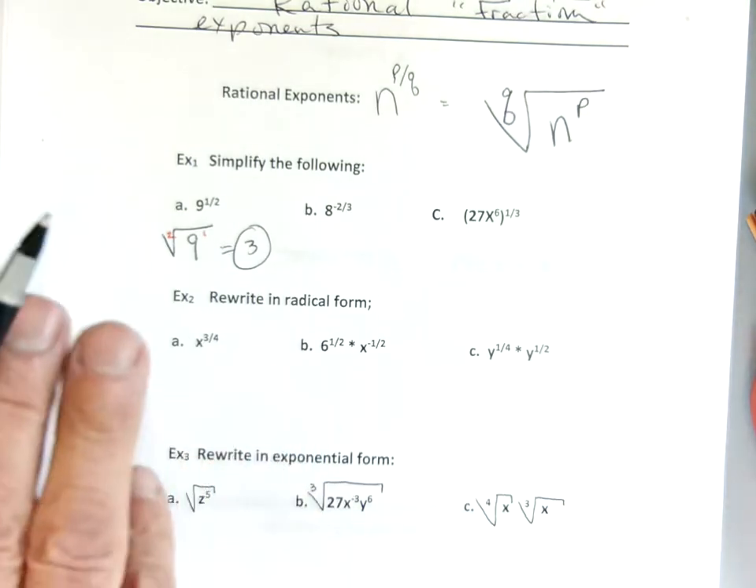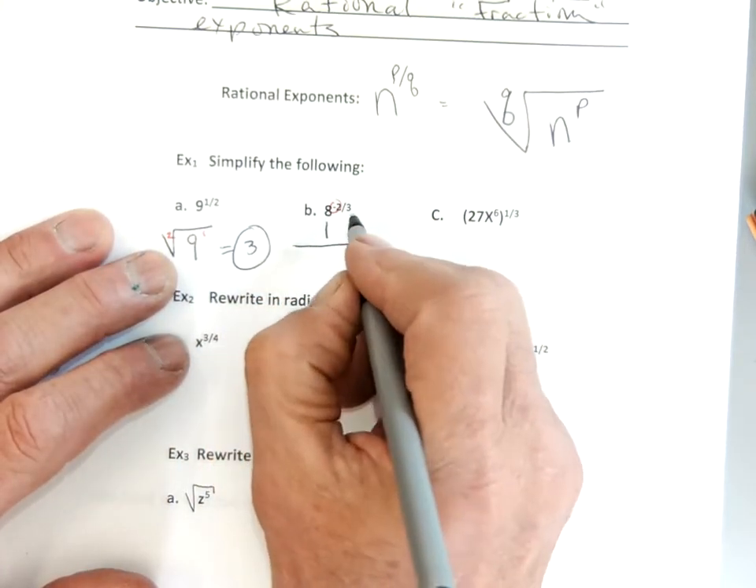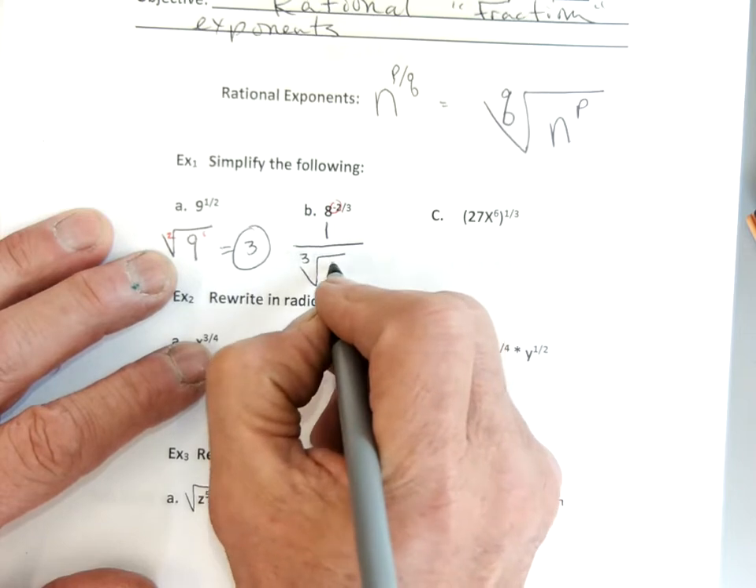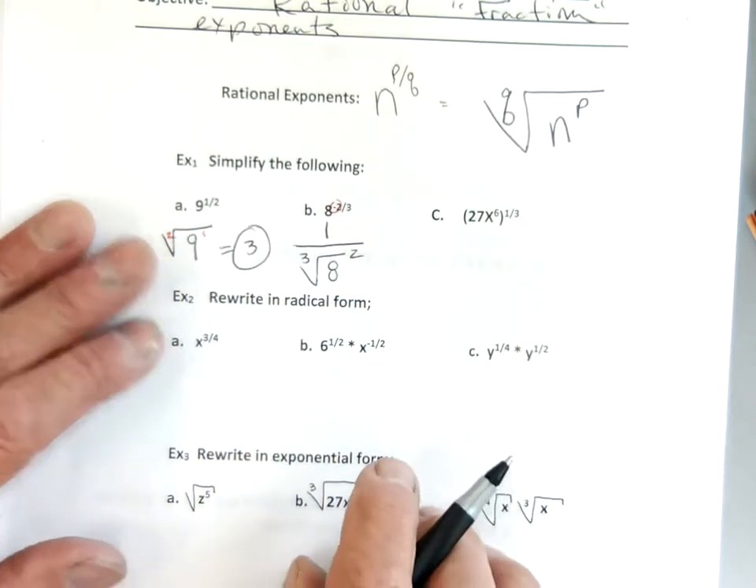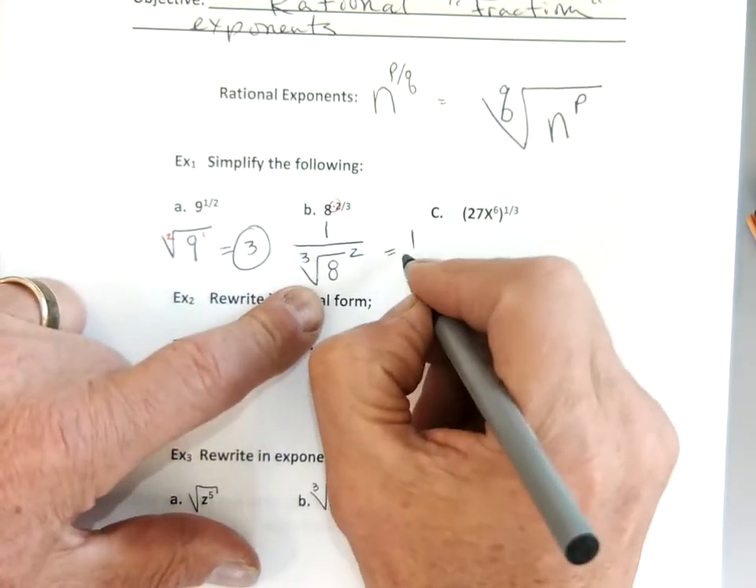B, because of the negative, it's going to be 1 over cube root 8 squared. 1 over because of the negative exponent, cube root 8 squared. Now, you've got two choices. You could square it, make it 64, and then figure out what the cube root is, or the easier way is cube root this first, makes it smaller. Cube root of 8 is 2, and 2 squared is 4. See that? Much easier to make it smaller instead of bigger, right? So I'm going to rewrite this as 1/4. Okay.